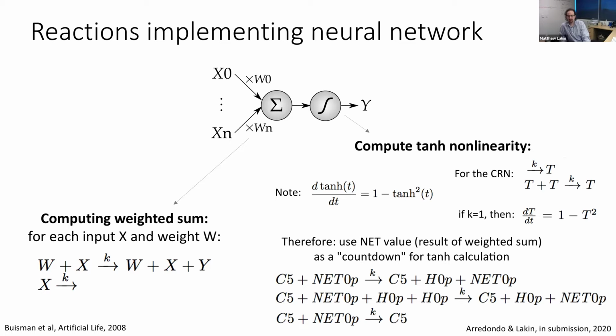So we use the result of the weighted sum, which we call net, to represent essentially a catalyst for these two reactions. So the T becomes H0 in these reactions, if you remember. There's a catalyst called net zero. There's another catalyst, the C5, which is the clock species. And then crucially, there's this degradation reaction for the net zero species. And what this means is, however much net zero you start with when the C5 cycle begins, that's how long you will run these reactions for. And then you will produce your output, which is H0P here, which will be equivalent to the hyperbolic tangent of your input, the net zero. And that second part is due to us.